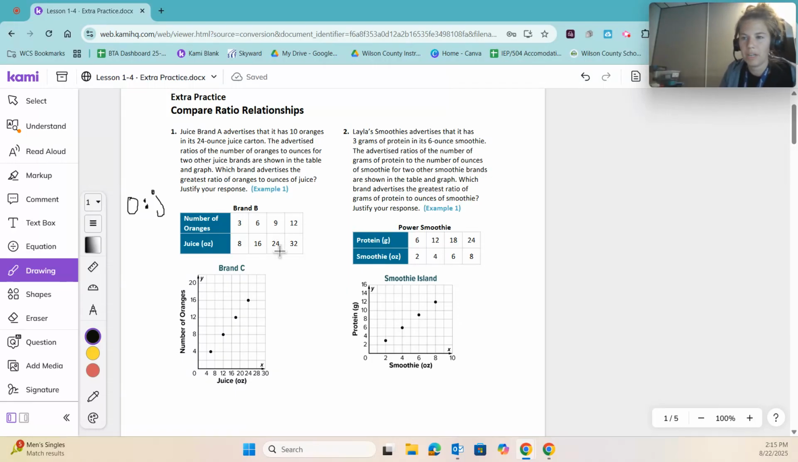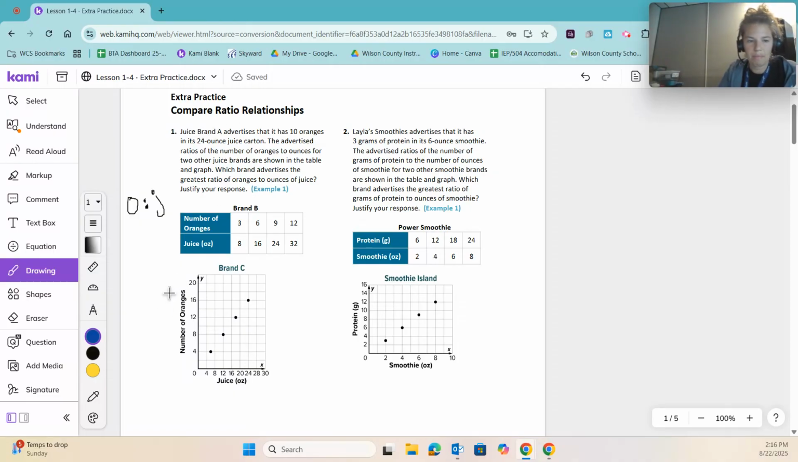So there are several ways that you can attempt a problem like this. What I'm going to do in this first problem is use the graph for all of the brands. Brand C is already graphed on the chart and it's got, let's say, 6 ounces is 4 oranges, 8 oranges in 12 ounces, 12 oranges in 18 ounces, and so forth. Okay, we can see that.